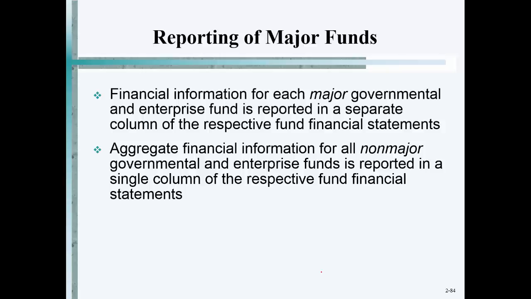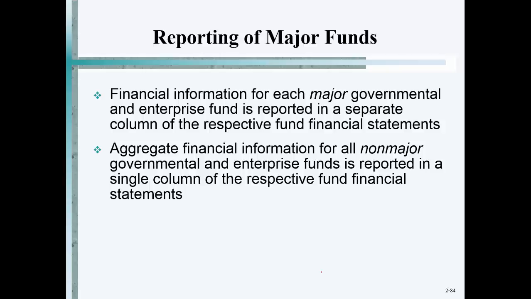It doesn't work that way. These are fund types, and the government can have hundreds of funds that fall under those 11 different categories, right? Now, if we put all the hundreds of funds that a government might have on the face of the financial statement, they would lose understandability, wouldn't they? You'd be sitting here going, I can't read this thing because of all this information, right?